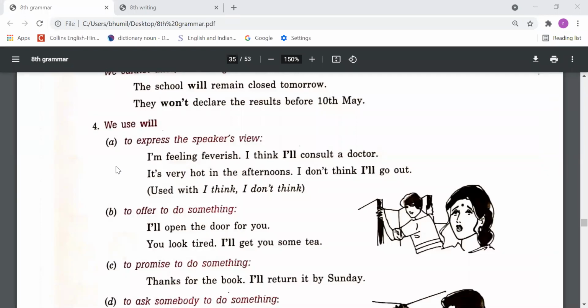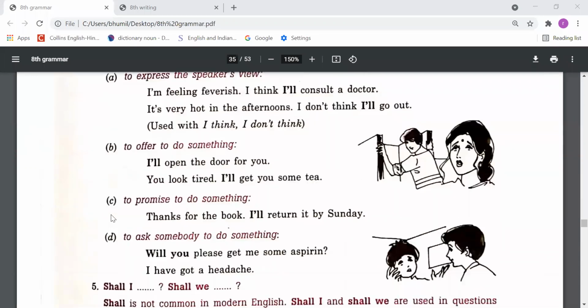So dear students, when we express the speaker's views, when the speaker means I and we. So in English, these are counted as the first person. First person is I and we, right? So when we decide that in future I will do this, for that sense, we should use will, right?